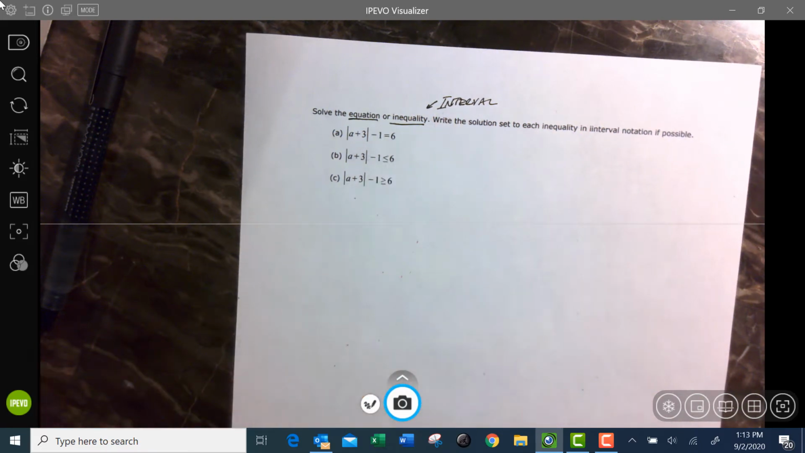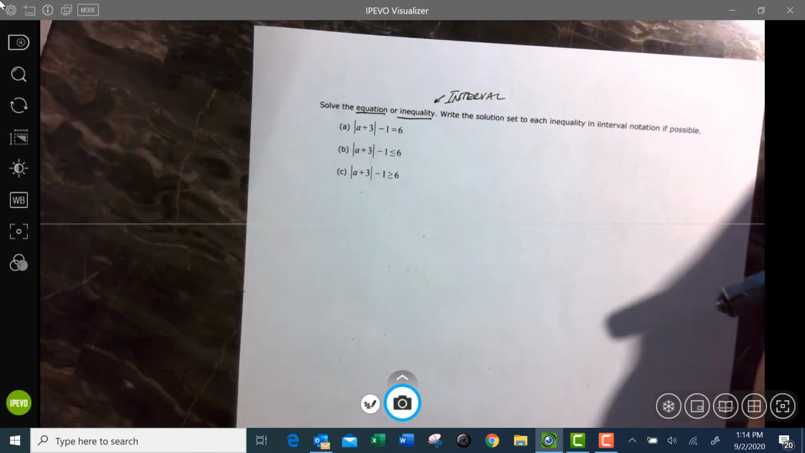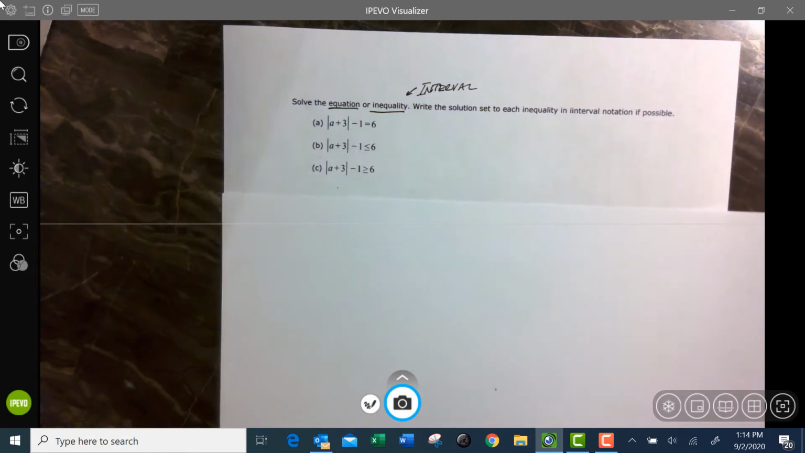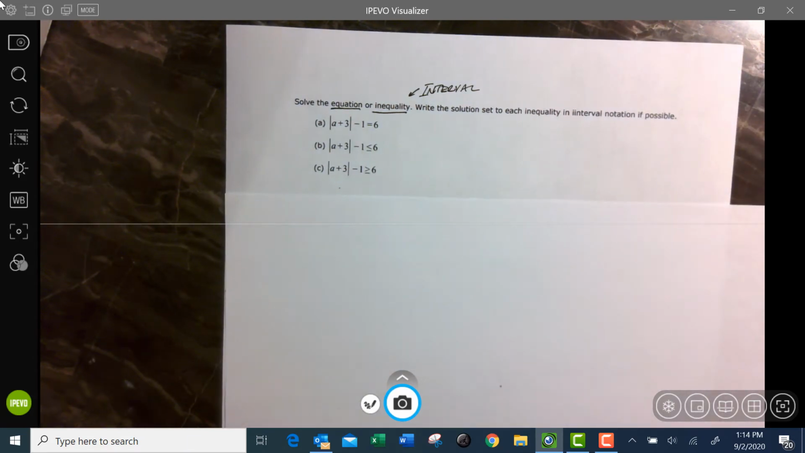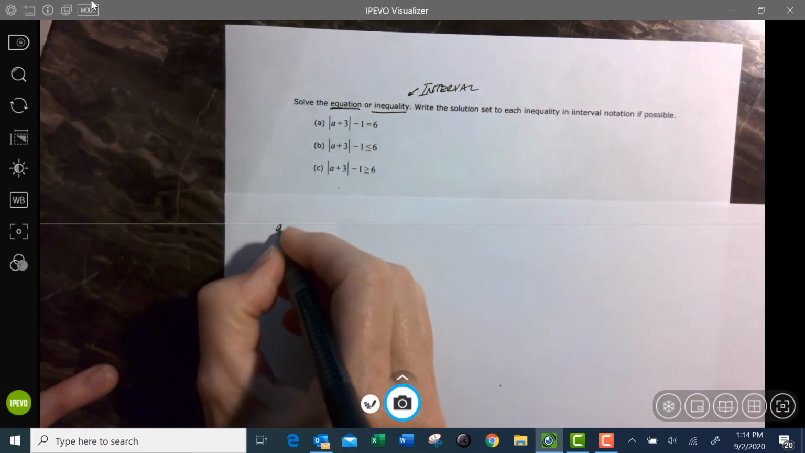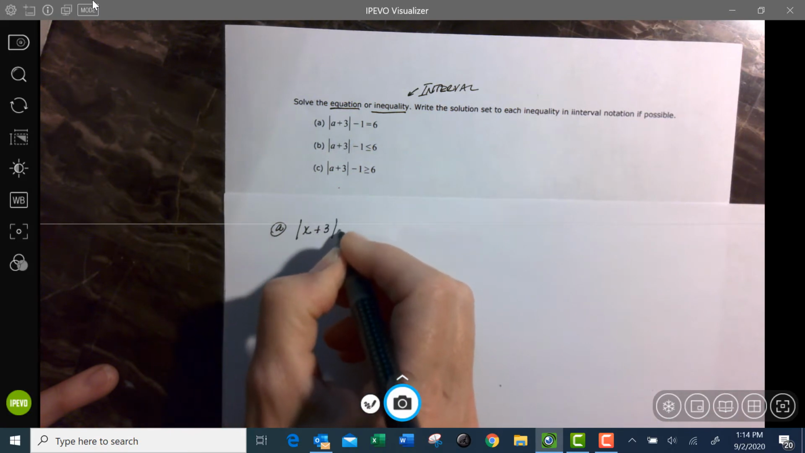write in interval notation. So I'm going to use a piece of paper and I'm going to turn it landscape to ensure that I can get all 3 of them side by side so we can make comparisons in these 3 examples. All right, so I'm going to begin with the equation, and I'm going to actually change the variable to x instead of a.